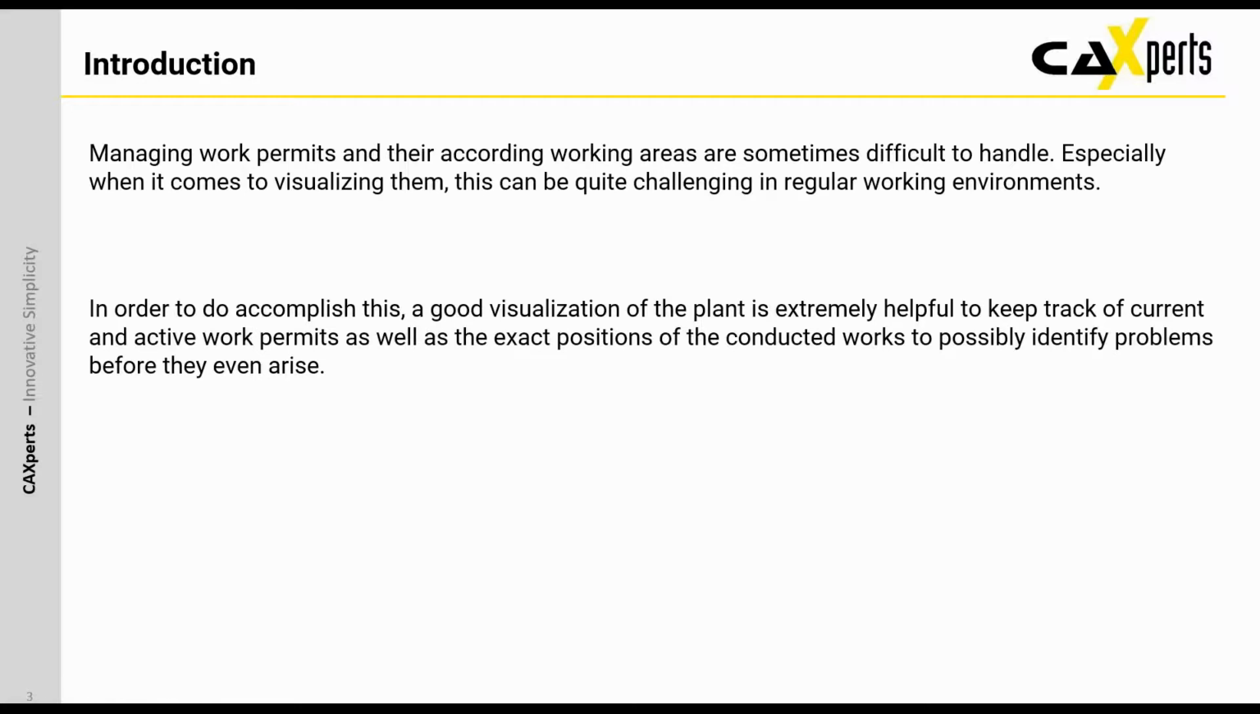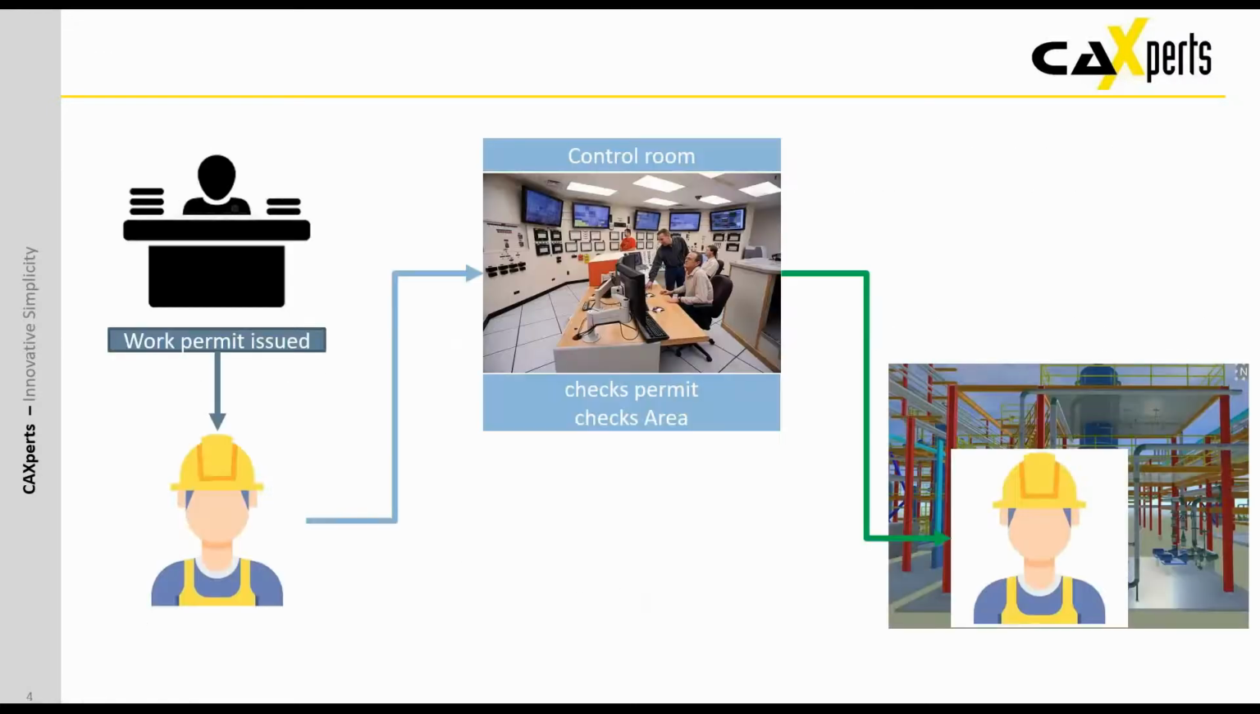Managing work permits and the according working areas is sometimes difficult to handle, especially when it comes to visualizing them. This can be quite challenging in regular working environments. In order to accomplish this, a good visualization of the plant is extremely helpful to keep track of current and active work permits, as well as the exact positions of the conducted works, to possibly identify problems or conflicts before they even arise. So how does a regular work permitting procedure look like?